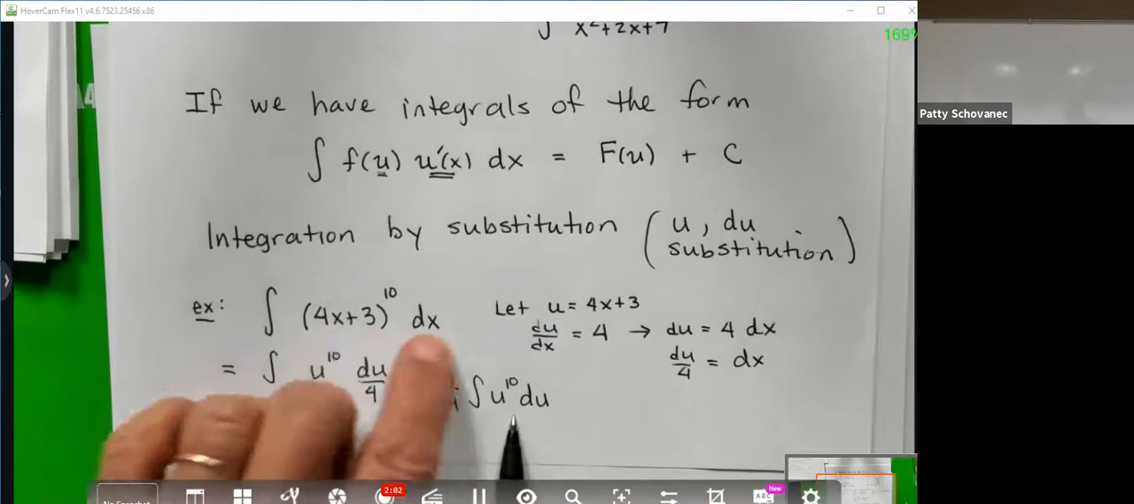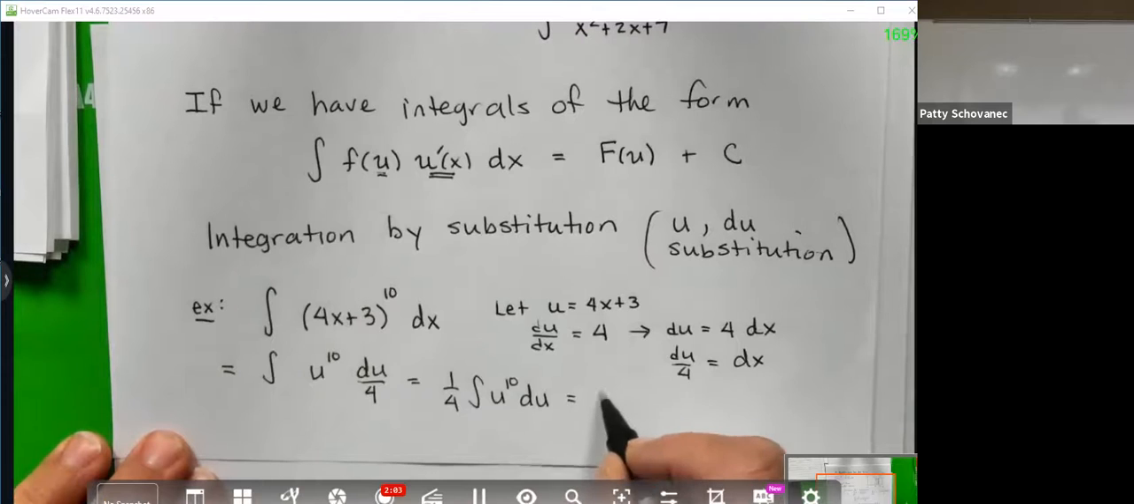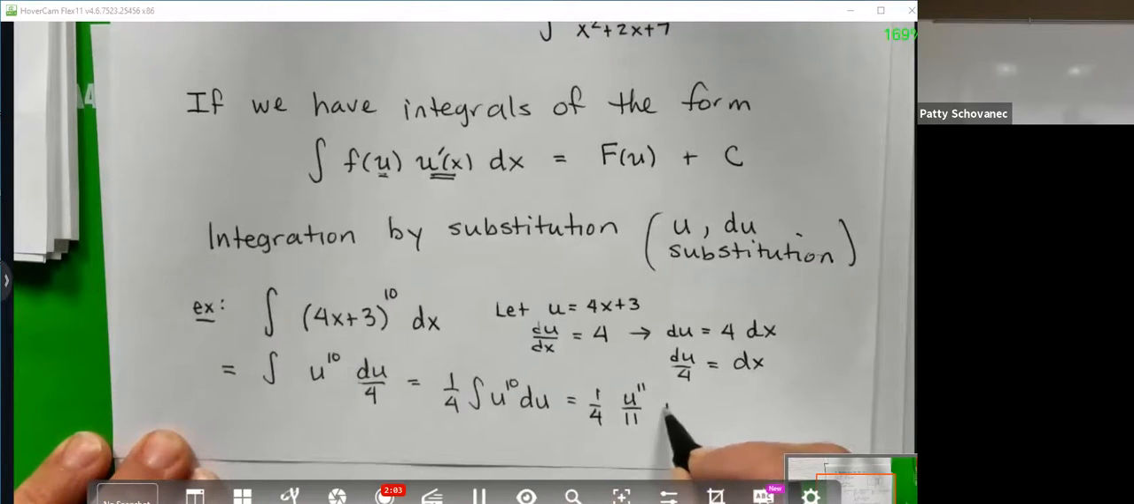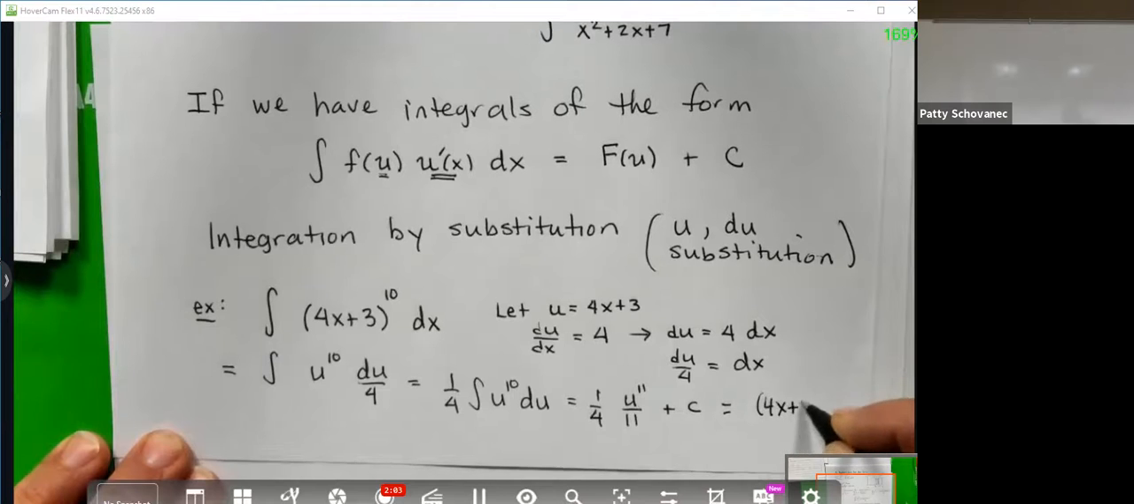We made a composite function integral look like a single variable integral, simply by putting a 1/4 du in there. And now I can integrate it as a single variable. Add 1 to the power, divide by the new power. So I have a 1/4 u to the 11th over 11. And I'm done, so I tack on the plus c. Not quite done. I need to put my original expression of x back in where the u is. So I'm going to have u to the 11th over 44, but u is 4x plus 3.